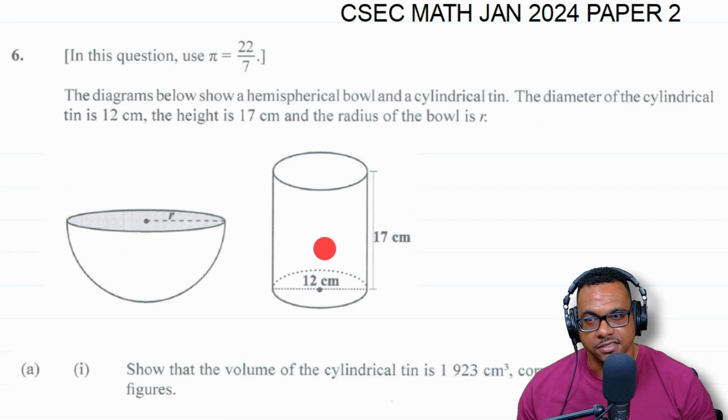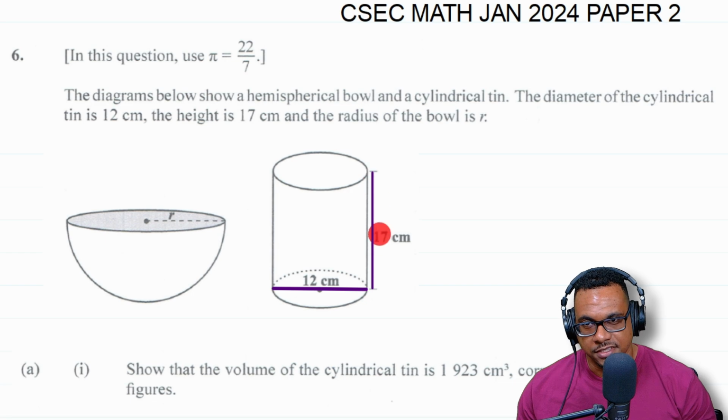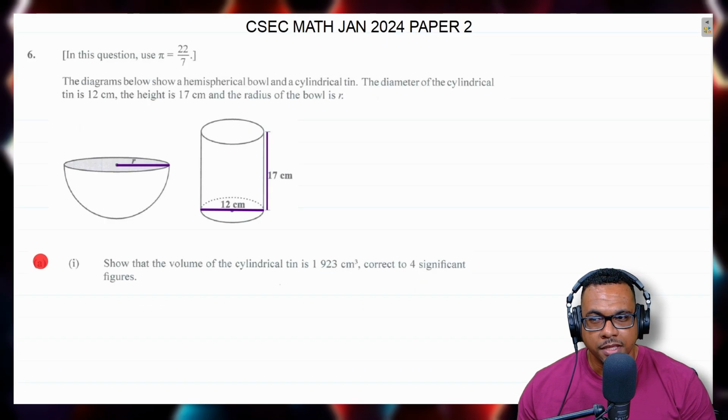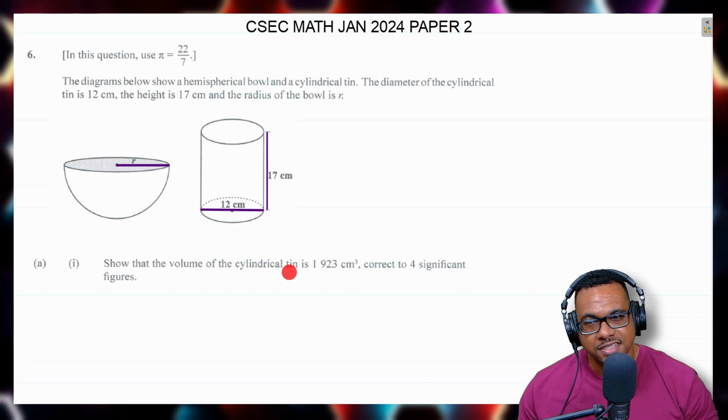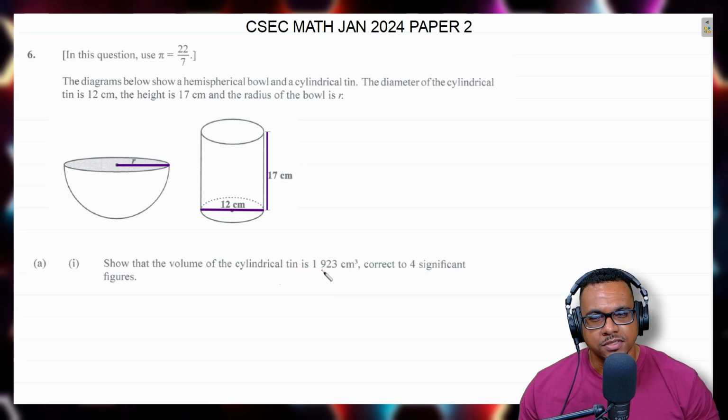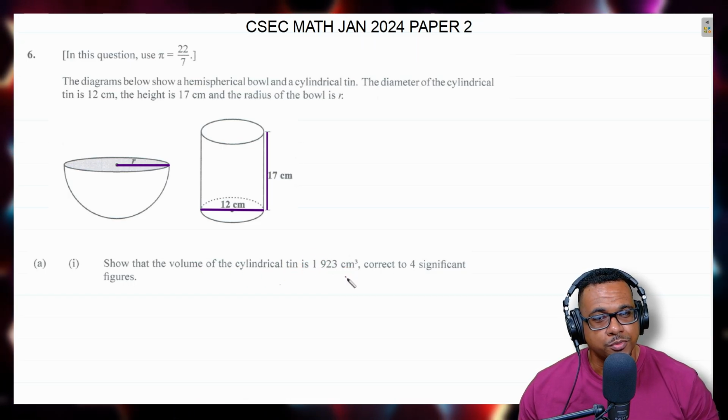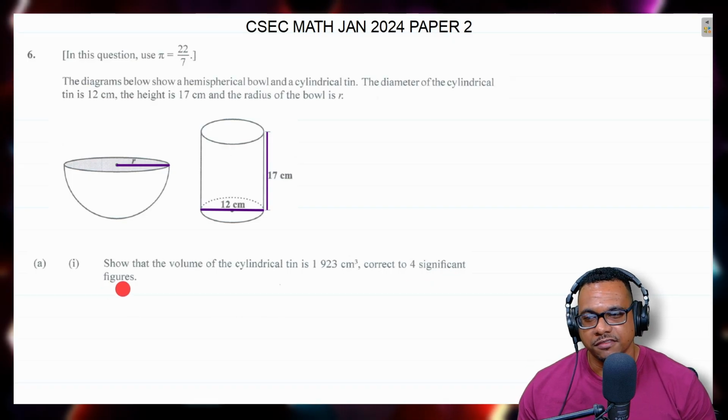This is the cylindrical tin. Diameter is 12 centimeters. The height is 17 centimeters. So this is the height of the cylinder here. And the radius of the bowl is r. So this is the bowl, and this is the radius here being r. Now for A, part 1, we want to show that the volume of the cylindrical tin is 1,923 centimeters cubed, correct to 4 significant figures.